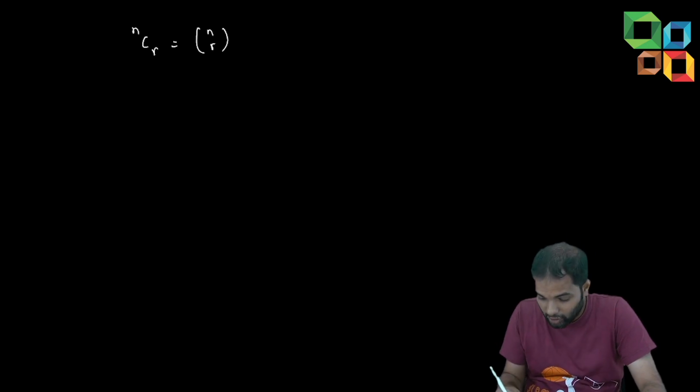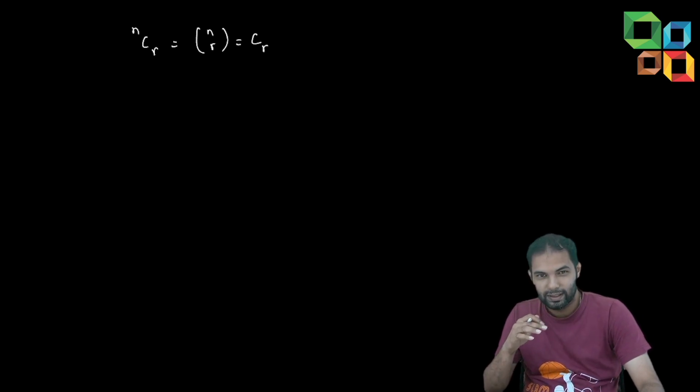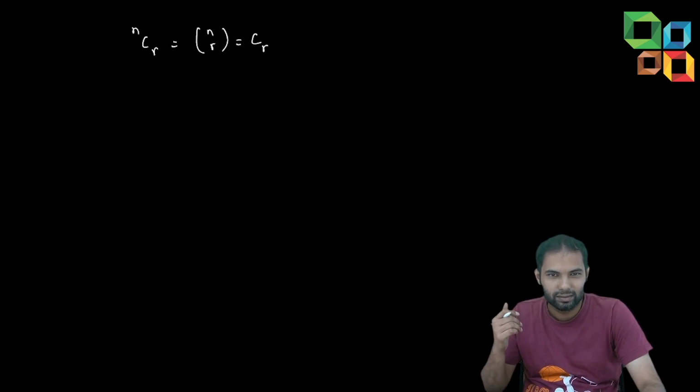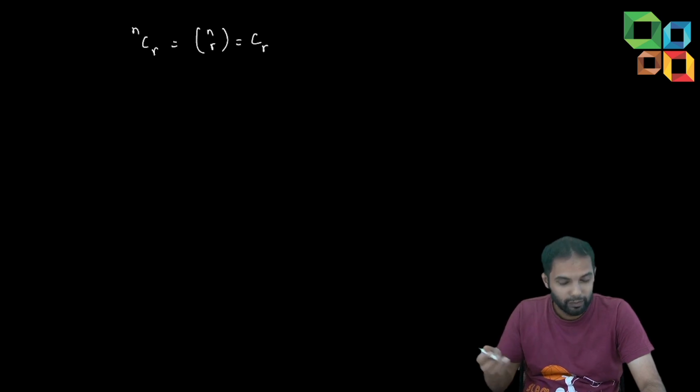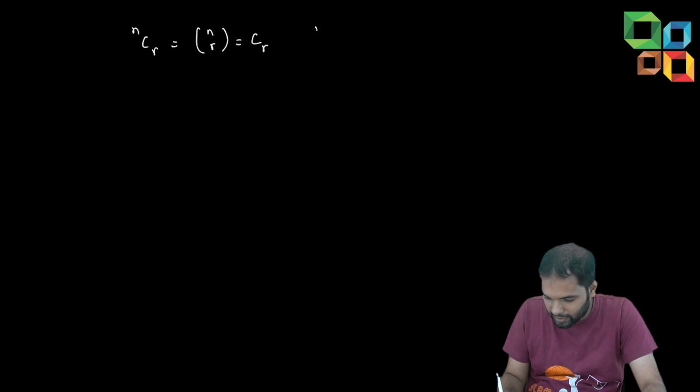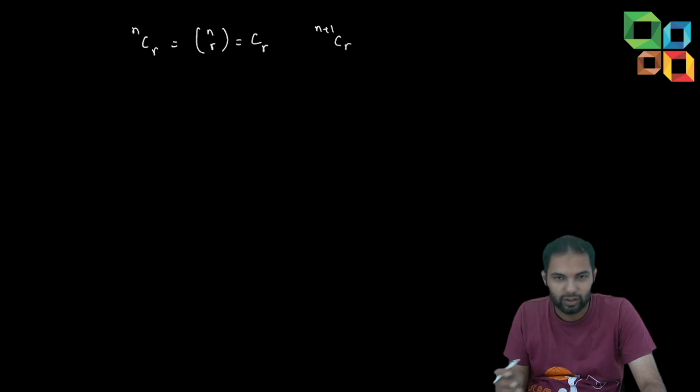In some textbooks, you can see a different notation, which also means the same thing. Or probably sometimes you just see Cr. Whenever it is only Cr, it's understood that we're talking about n objects. If it is anything more than n objects, it's written as (n plus 1)Cr or something like that.